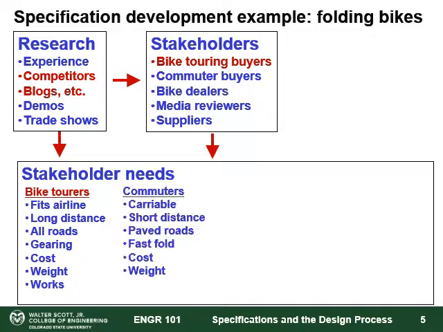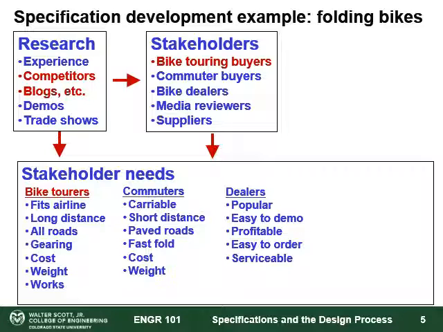Commuters have slightly different needs. They ride it for short distances. They're concerned about being able to carry it on the bus or on the train or whatever, typically only ridden in paved roads. They're much more concerned about the fact that it folds fast. They're also concerned about cost and weight.